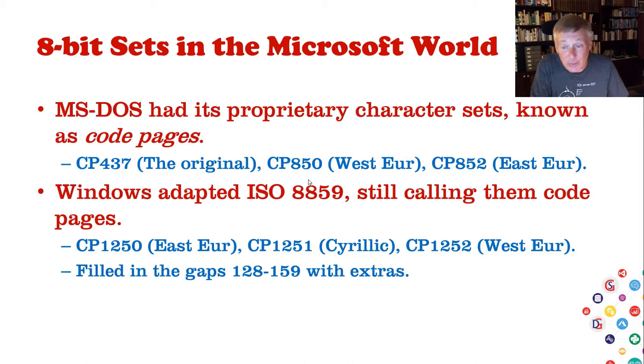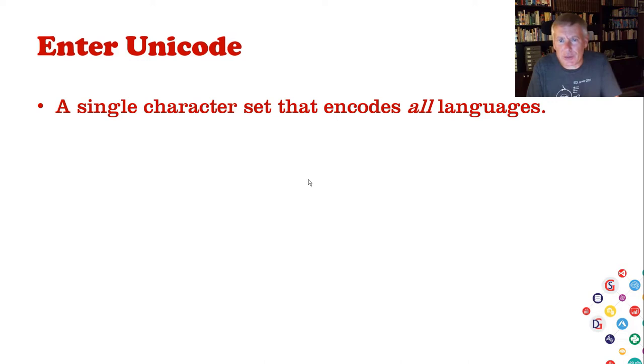Now, although this was kind of good, we could have Swedish and French in the same document, we couldn't have Swedish and Polish because they use different character sets. So again, the vendors started to think about this. We should do better. Thankfully, this time they did not do it each on their own, but they formed the Unicode Consortium, and eventually they defined Unicode, a single character set that encodes all languages.